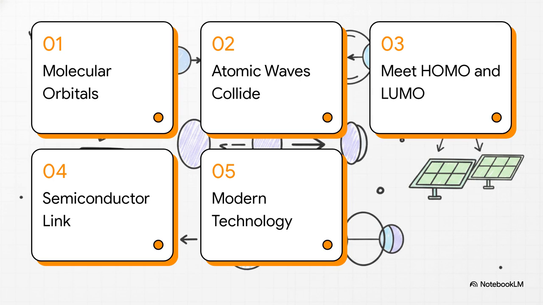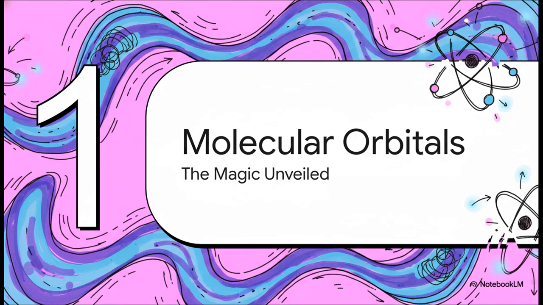We'll start with the magic of molecular orbitals, then look at what happens when atomic waves collide. After that, we'll meet our main characters, HOMO and LUMO, look at the semiconductor connection, and finally, see how all of this is powering modern technology. Okay, part 1, the magic of molecular orbitals.